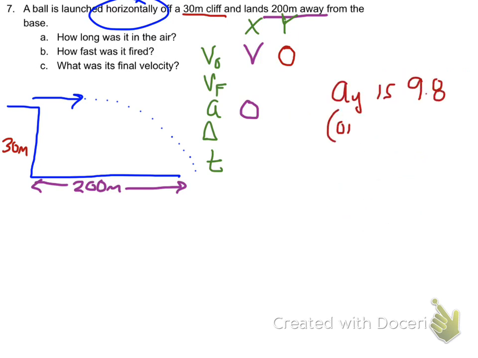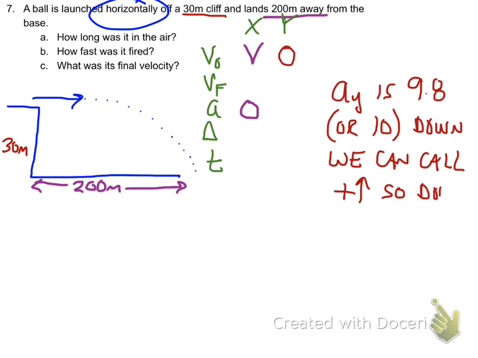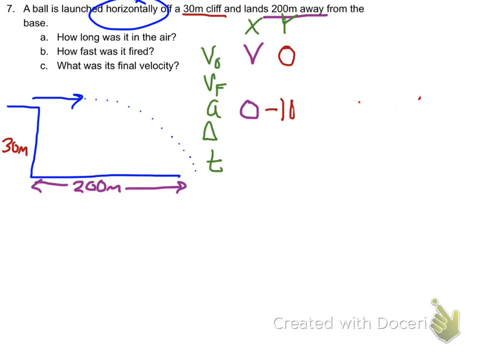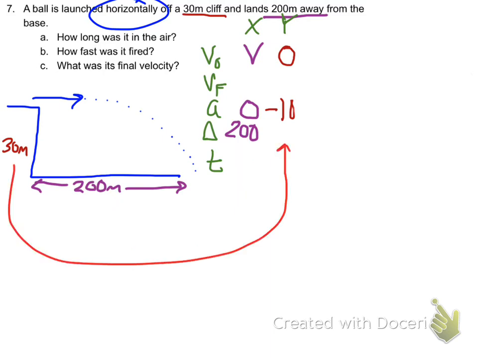Acceleration in the Y is always 9.8, or 10 if you want to use that. And it's always down. We can call positive up, so in this case we'll call it a negative 10. Delta X is 200 meters. That's how far out the ball goes. Delta Y is 30. That's how high the cliff is. And it's down, so we put a negative sign with that.